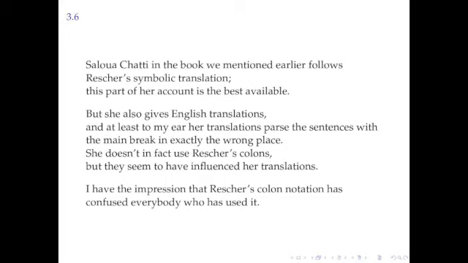Salwa Chatti, in her book Arabic Logic from Al-Farabi to Averroes, that we mentioned earlier, gives both symbolic translations and English translations for the recombinant hypothetical sentences. Her symbolic translations are essentially the same as Rescher's, and I reckon that this part of her account is the best available. But when she gives English translations, then at least to my ear, she makes the main break in exactly the wrong place. She doesn't use Rescher's colons, but they seem to have had a strong influence on her English translations. I have the impression that Rescher's colon notation has confused everybody who has used it.